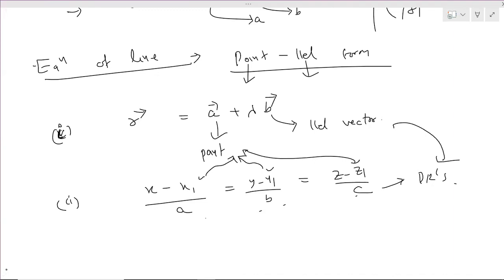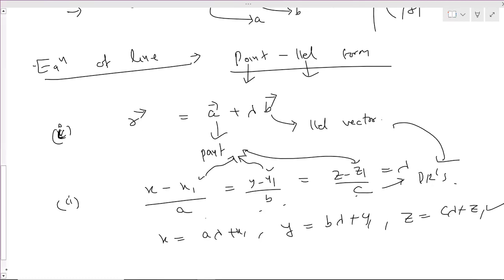All right. If we have to assume a point on this line, always assume this as lambda. So x will be equal to a lambda plus x1, y will be equal to b lambda plus y1, z will be equal to c lambda plus z1. This is also extremely important. If you have to assume a point on the line, then always assume like this. All right, you can take a screenshot.